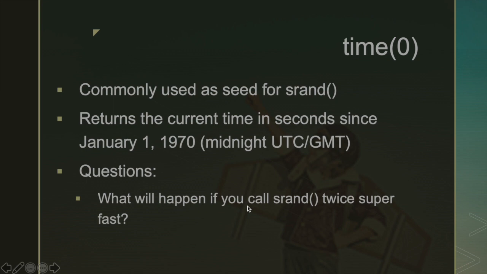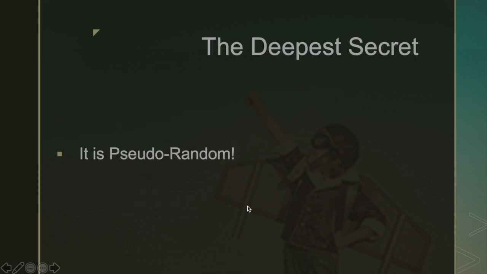So my question to you is, what will happen if you call srand twice very fast? Would the position change? Would the first number actually change? And why am I asking you this question? Obviously, it's related to something. So the deepest secret of it all is that the C++ built-in random number generator actually is not truly random. It is only pseudo-random. It pretends to be random, but it's not actually random.